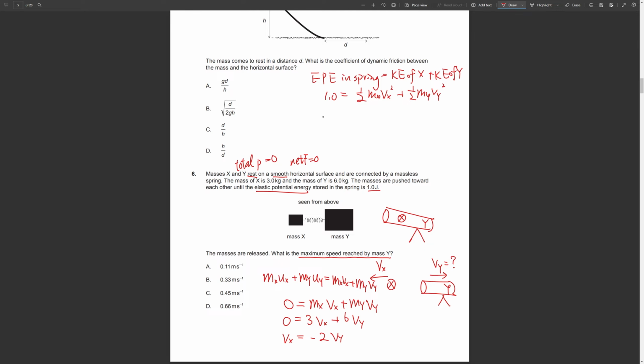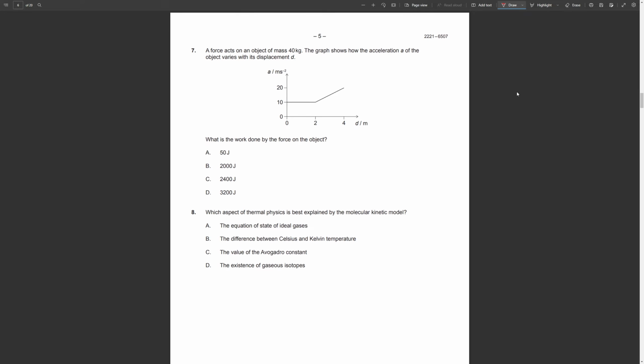And we can substitute all the numbers that we know. 1.0 equals half times 3 times negative 2Vy squared plus half times 6 times Vy squared. So we'll have 1 equals 6Vy squared plus 3Vy squared. 1 equals 9Vy squared. Vy is 1 over 3. The answer is B.